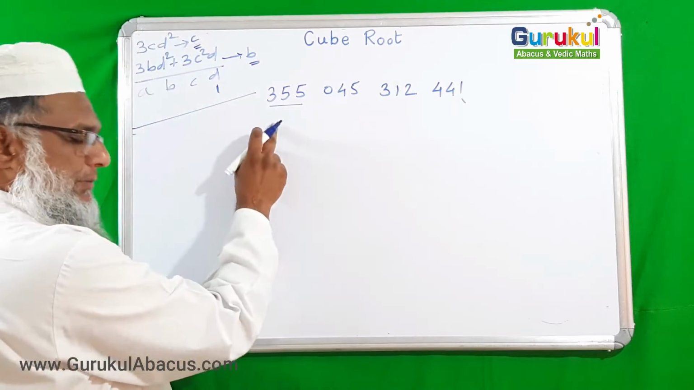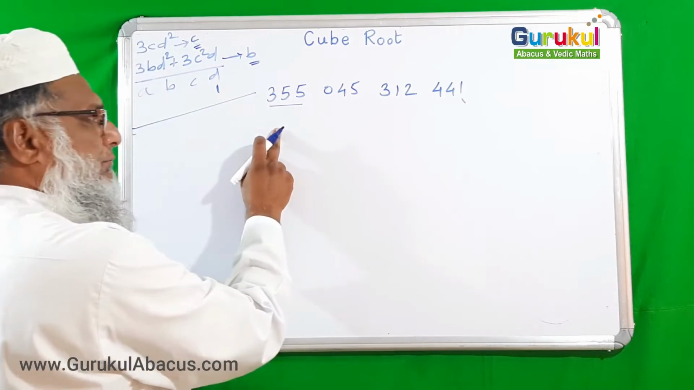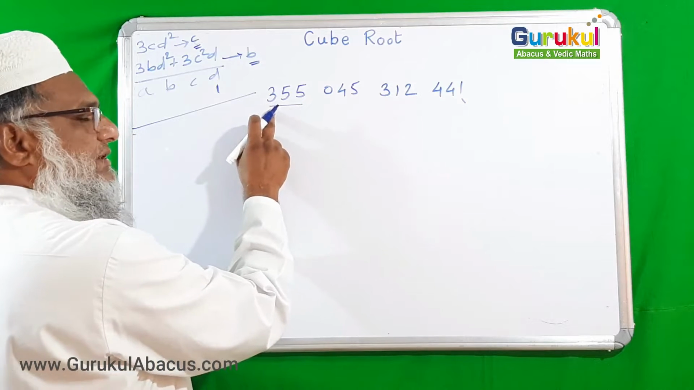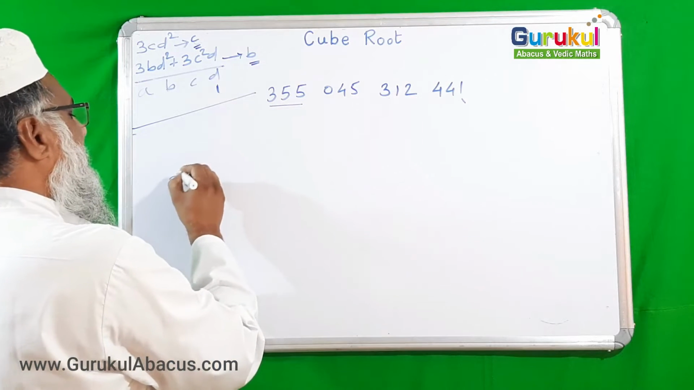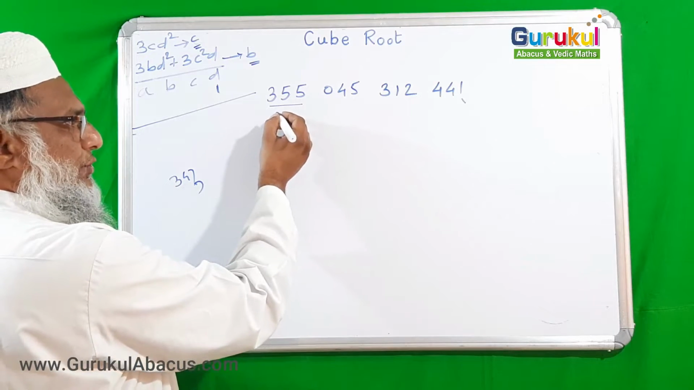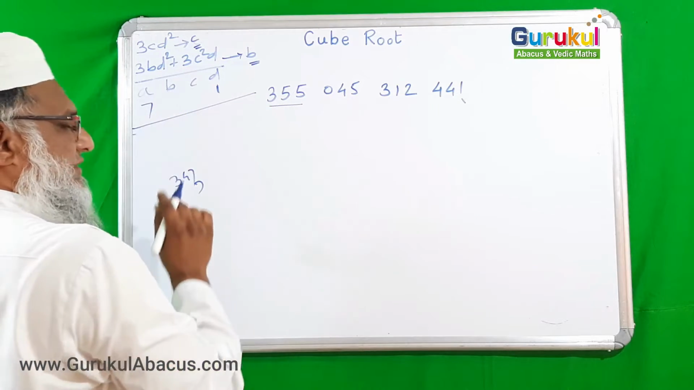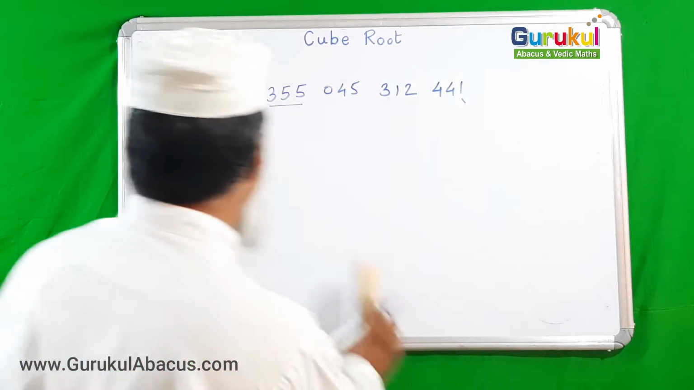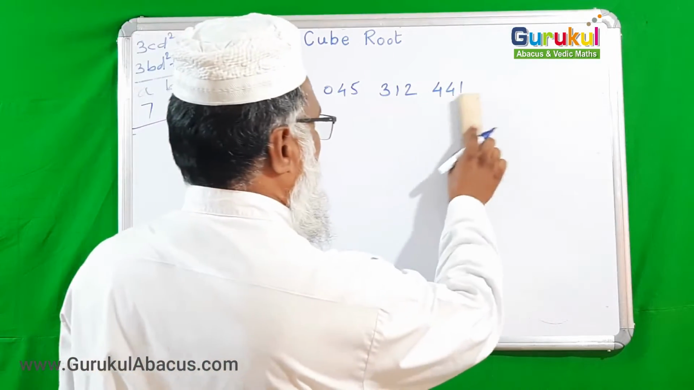The nearby cube number of this pair is 343. It is the cube of 7. So the first digit is 7. So this I am writing first now. So we have got the first and last pair.